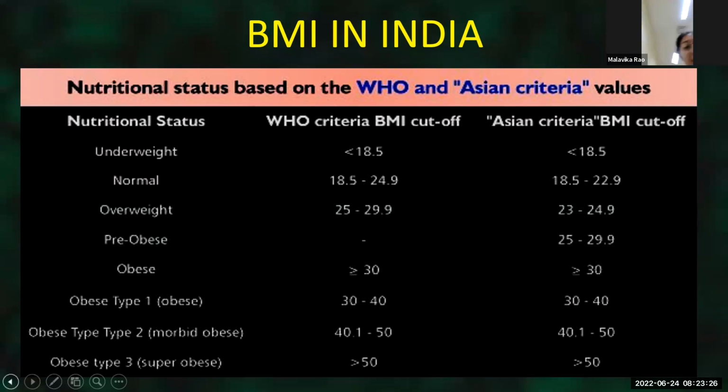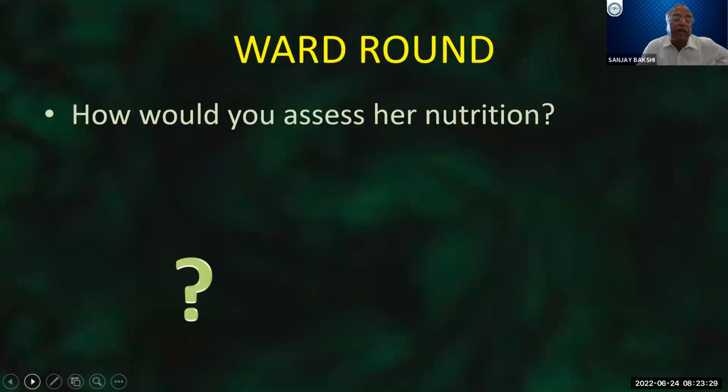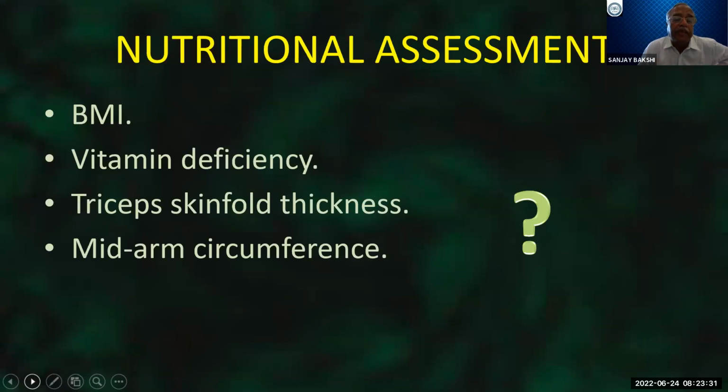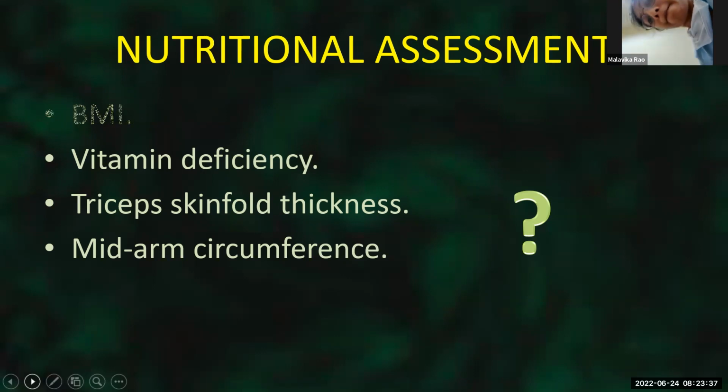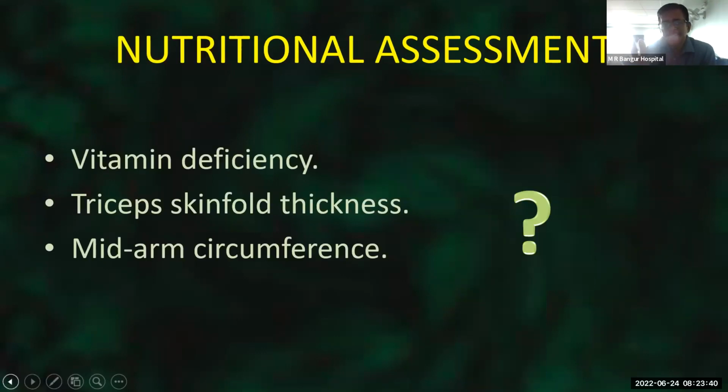Okay, right. Now, how would you assess nutrition? BMI, we've done that. You look at vitamin deficiency. Malavika, I think you should also add the general appearance of the patient. When you look at the patient, the general appearance may suggest the patient is malnourished, like malar prominence. If you look at the chest, the prominent ribs. So as a whole, the general appearance may suggest the patient is malnourished. Okay. So the general appearance is a very important modality.